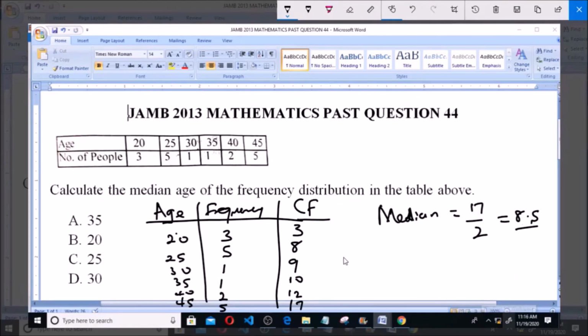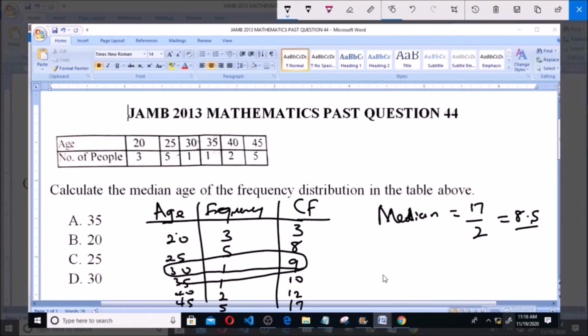And look at it. If you look at the class that has the age 25, the cumulative frequency is 8. It simply means that 8.5 is higher than 8, so this median cannot fall within this class. We'll move to the next one, which is 30. Now 30 has a cumulative frequency of 9, and that means 8.5 will fall into this. So we pick this class as the median age. That is 30. We pick 30 as the median age.